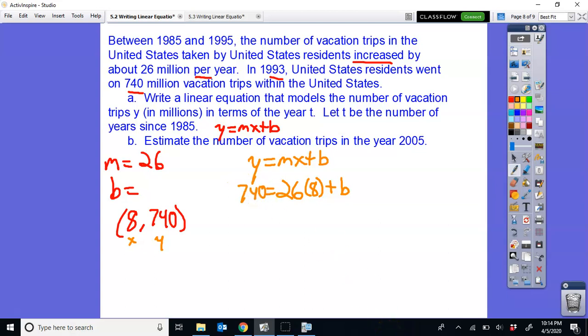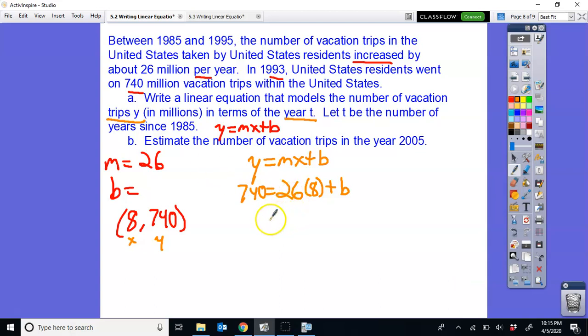Now, I didn't mention this a minute ago, but let me mention it here. How do I know that the 8 is the number of years? Remember, 85 to 93 was 8 years. 740 million vacation trips is the y value because the trips right here are the y values. The years are the t or the x values. Now, you could, like I said, use t instead of x if you want to.